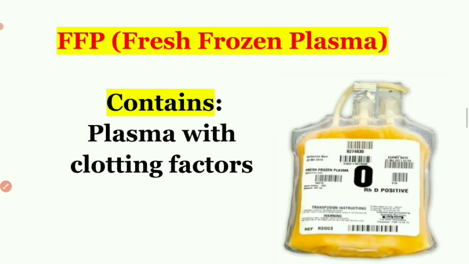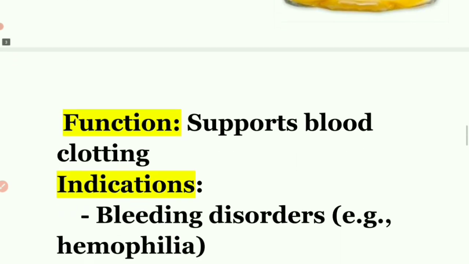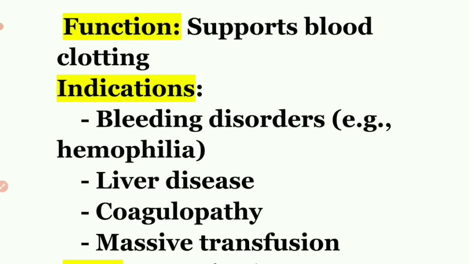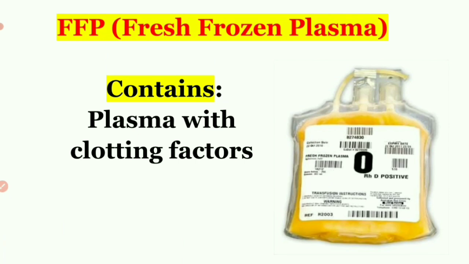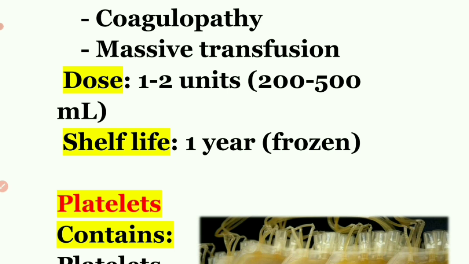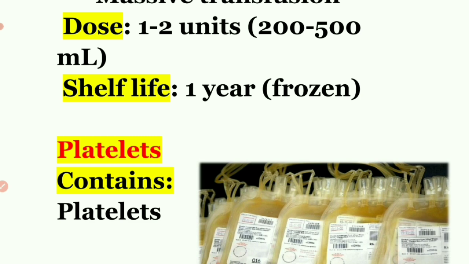Next, FFP. FFP means fresh frozen plasma. Fresh frozen plasma contains plasma with clotting factors. What is the function of FFP? It supports blood clotting. We use it in bleeding disorders like hemophilia, some liver disease, coagulopathy and massive transfusion. The general dose is 1 to 2 units, containing 200 ml to 500 ml. The shelf life is 1 year if it is frozen.